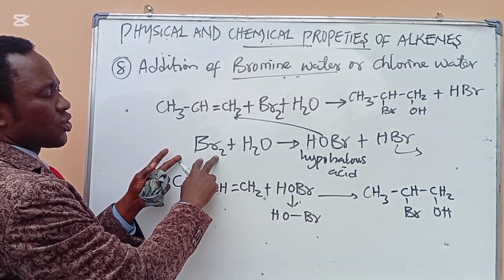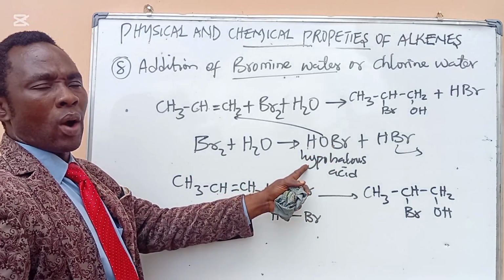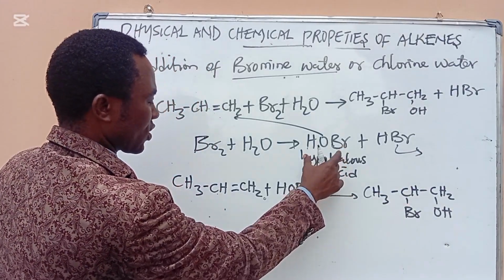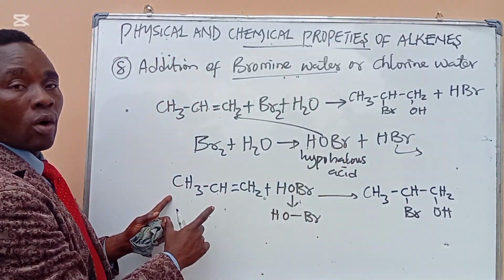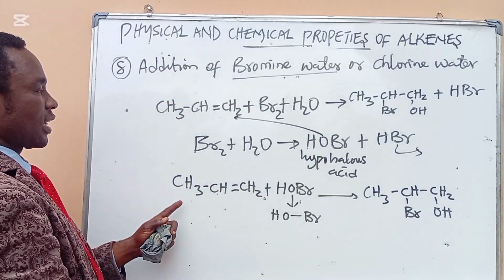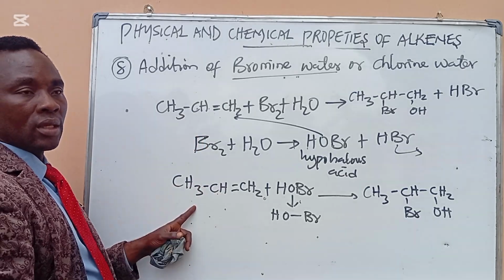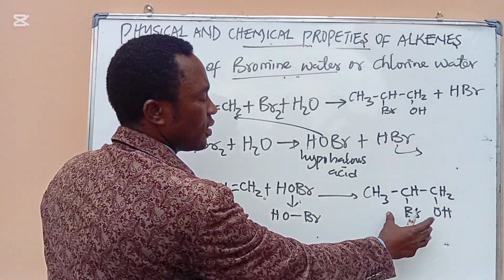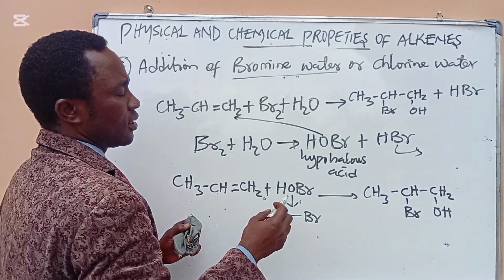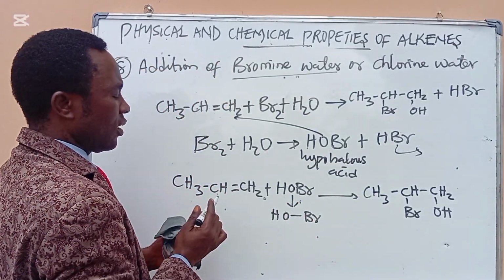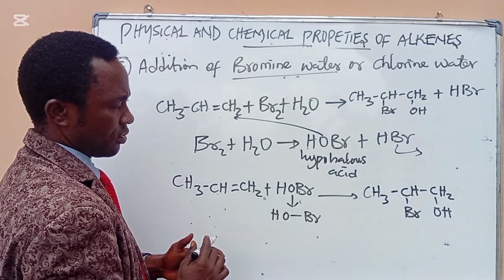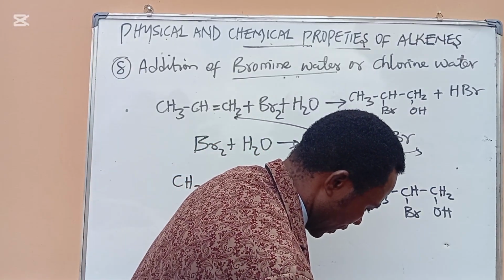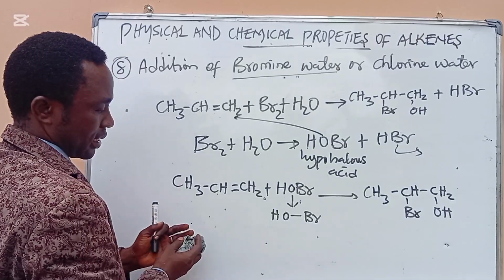But I've given you the short method by which you can go through the reaction. First of all, this and this react to give us hypohalous acid, plus bromine, which is this. Then this one that is remaining here is now the one that will combine. The hypohalous acid is being added to the propene, so that you can get this compound. Now, what is the name of this compound? I want you to know that this compound is a halohydrin.